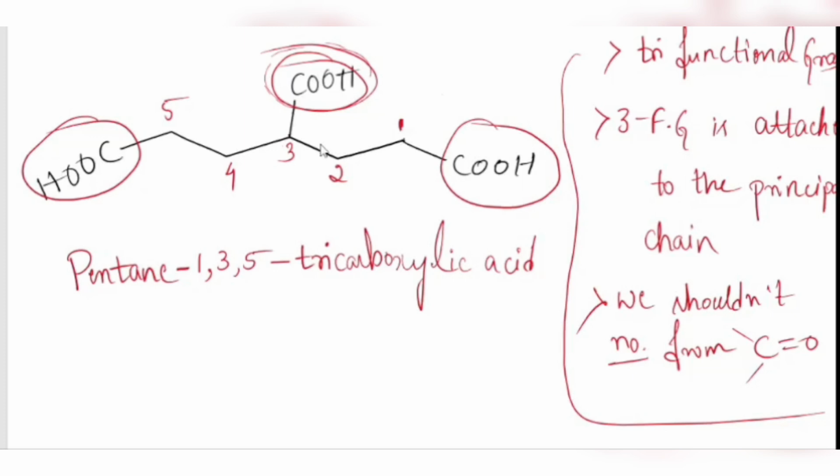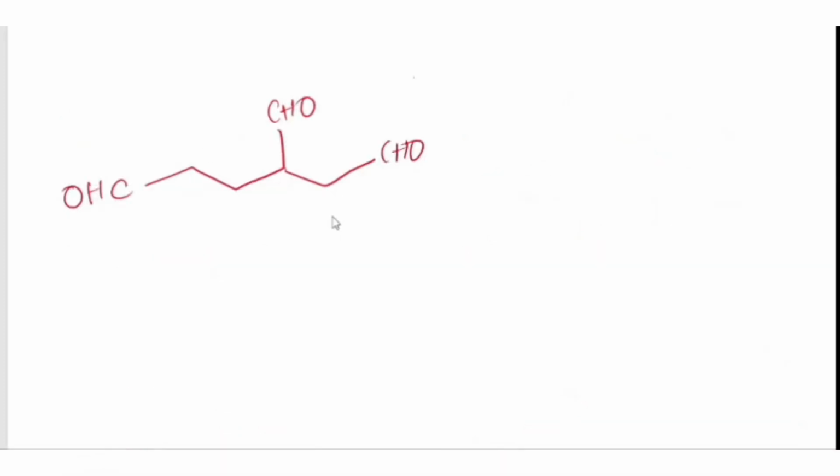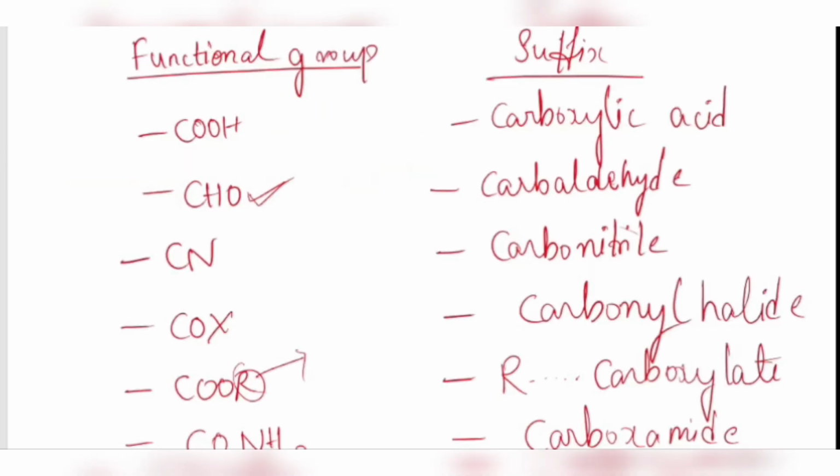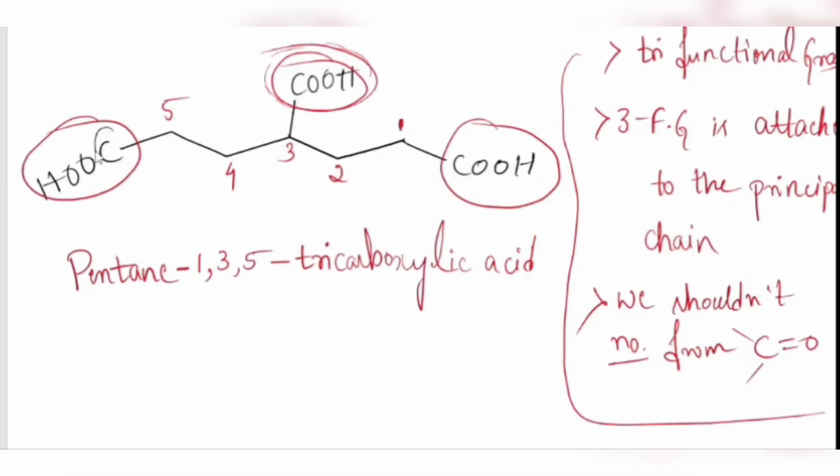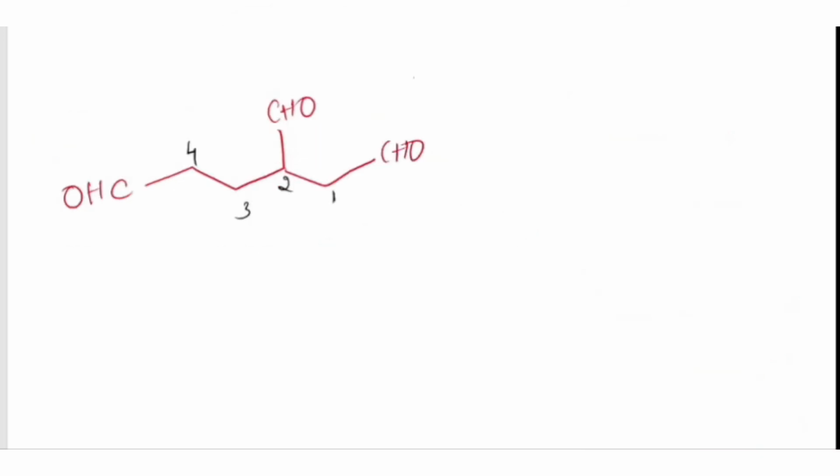Pentane 1,3,5 tricarboxylic acid. Then we'll see another example. This one I have to start numbering not from this carbonyl carbon but from the adjacent one. 1, 2, 3, 4. Correct. I should not count this particular carbon. In the previous one also, you can observe over here, I didn't count this one as a 6. Correct. Up to this one is sufficient for naming this type of compounds.